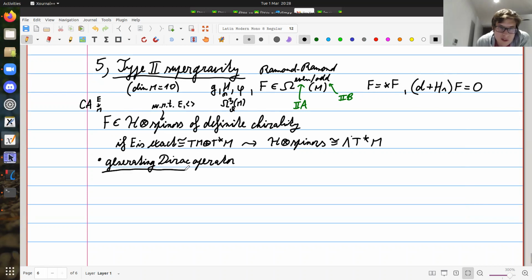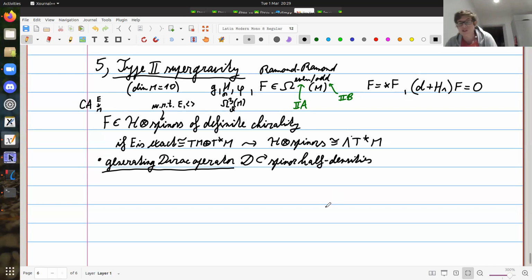So the generating Dirac operator is an operator that acts on spinor half densities. D acts on sections of the spinor bundle tensored with the half density bundle. And it's canonical. It's canonically associated to a Courant algebroid. It doesn't need any generalized metric or any extra structure. It's just unique.